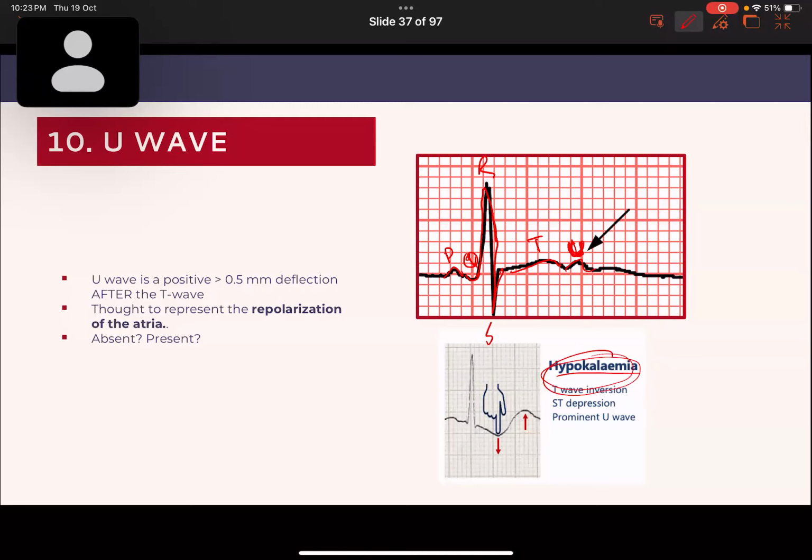Another nice way that I'm explaining it is that sometimes you see that the T wave is facing downward, which in other words means inversion, but they call it T wave inversion. So if you push the T wave down, another bulb is going to come out, and that would be your U wave. So this is hypokalemia, okay?